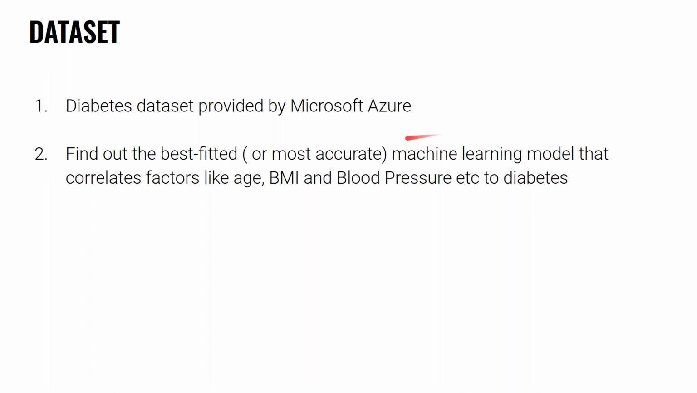And we have to find out the best fitted or the most accurate machine learning model that correlates factors like age, BMI, blood pressure, etc. to diabetes.